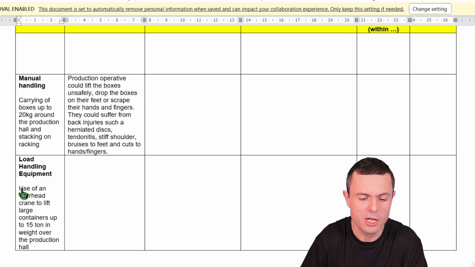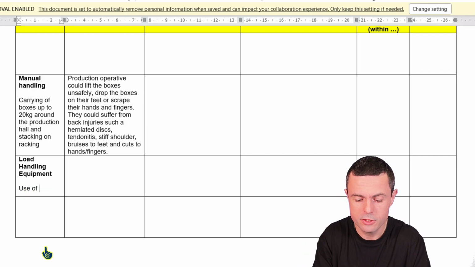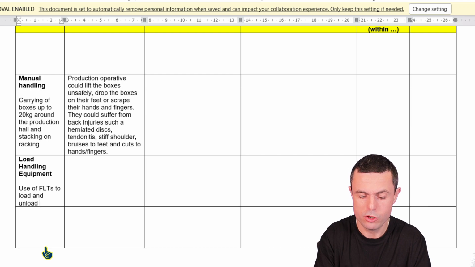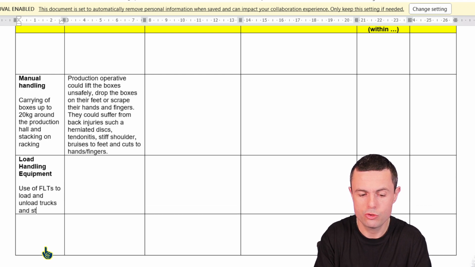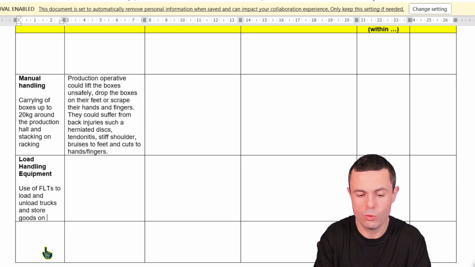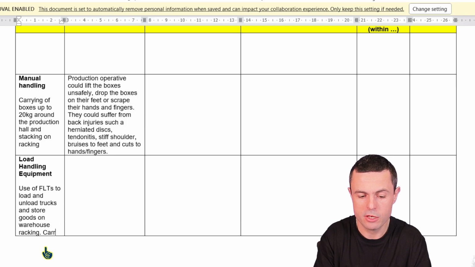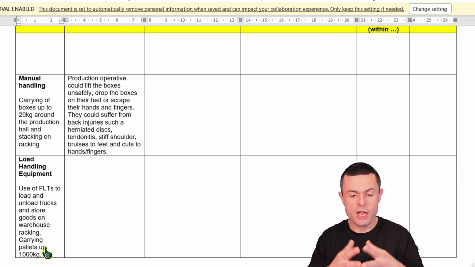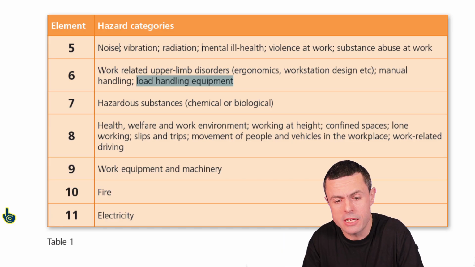We could say something like the use of forklifts to load and unload trucks and store goods on warehouse racking, carrying pallets up to 1,000 kilos. Okay, there we are. Now we have a pretty good description of that hazard. Now in your who might be harmed and how, again, you have to be careful that you don't start to talk about colliding with things, because that's the different category. Let's look at our hazard categories.